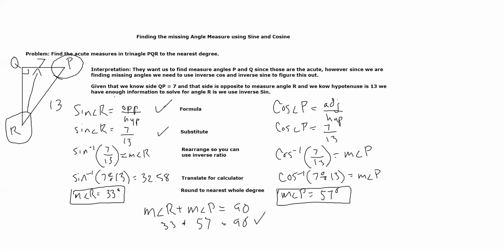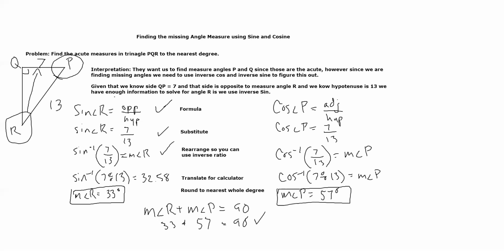Is that my answer? I'm done? Nope. I am looking for the angle, and so far I just have a ratio. That's not what I'm looking for, which means I'm going to have to use the ratio and go backwards again. Remember, inverse basically means the reverse. It means go backwards in this context. So I have to use sine of -1, in parentheses, 7 divided by 13, is equal to my measure of angle R. I have to rearrange so I can use the inverse ratio.